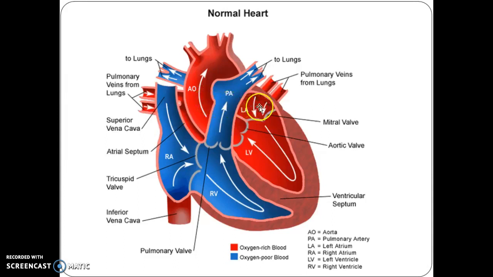And then it goes down through the mitral valve into the left ventricle. And then it goes up through the aortic valve and out to the body through the aorta. And then the cycle begins all over. So that's the basic cycle of the heart.